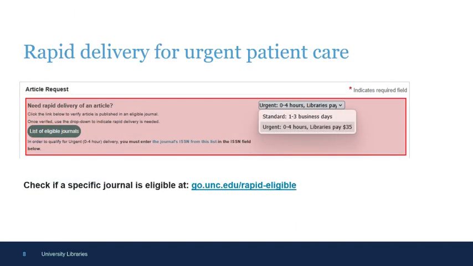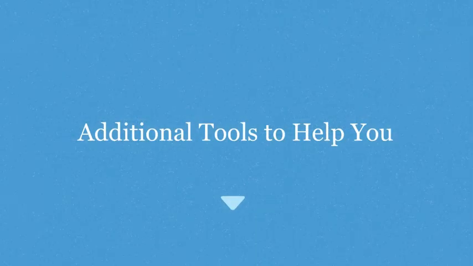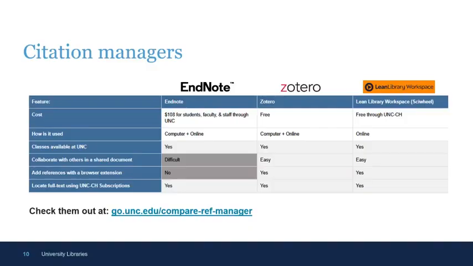We also have a special category of journals that are eligible for rapid delivery if you need them for patient care. However, rapid delivery does come with an extra cost to the library, so please be considerate with your use. This menu will appear at the top of your Interlibrary Loan article request form. You have the option to choose between standard and urgent delivery. You can check if a journal is eligible at go.unc.edu/rapid-eligible.